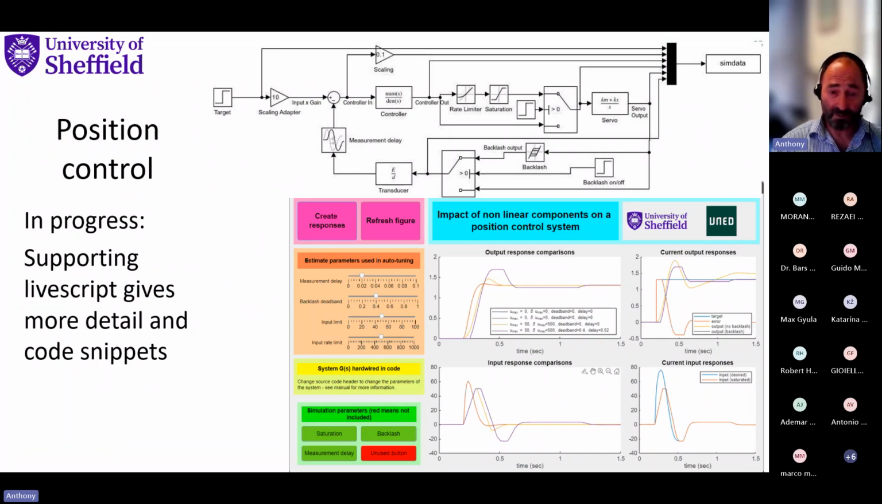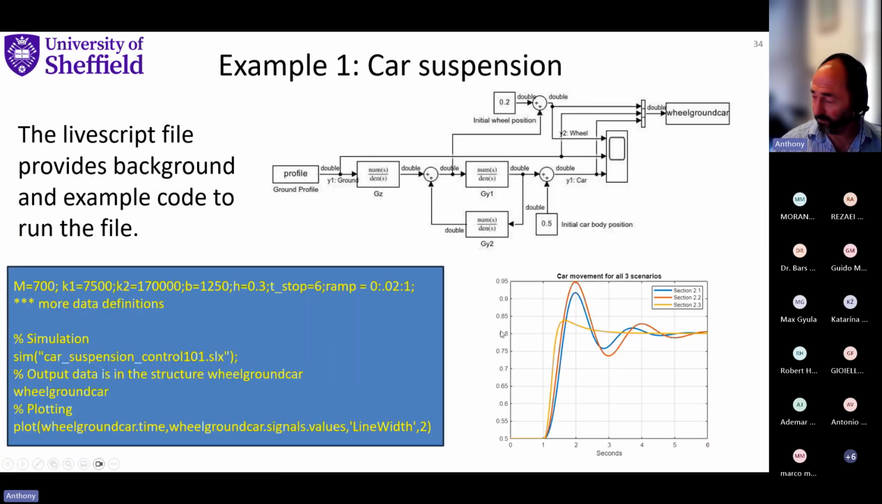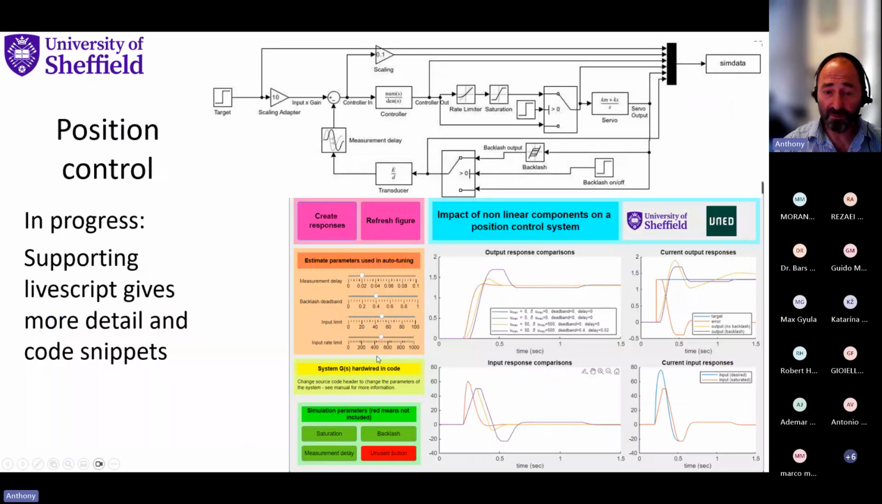So that's an example of the car suspension, which I've just shown you. And this is an example of a position control one, where you can see we're looking at nonlinearities. We've got backlash, we've got rate limits, we've got saturation, and so on. So the idea is that the students can now explore what happens if I get these nonlinear components in my control loop. And they can switch the nonlinear components on and off. With these buttons, green means include, red means don't include.